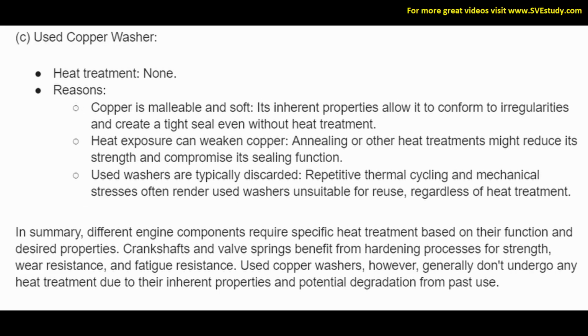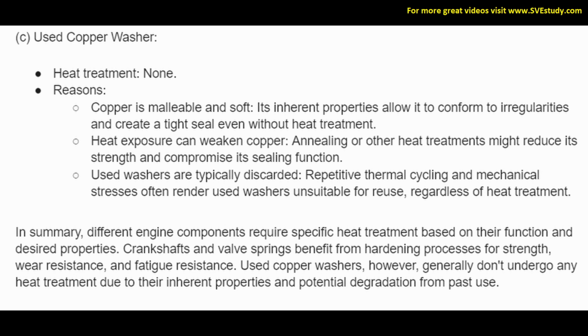C. Used copper washer. Heat treatment: none. Reasons: copper is malleable and soft. Its inherent properties allow it to conform to irregularities and create a tight seal even without heat treatment. Heat exposure can weaken copper. Annealing or other heat treatments might reduce its strength and compromise its sealing function.